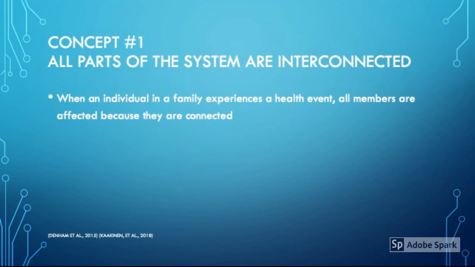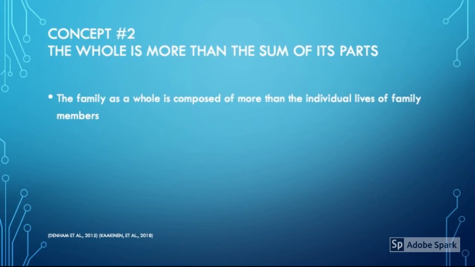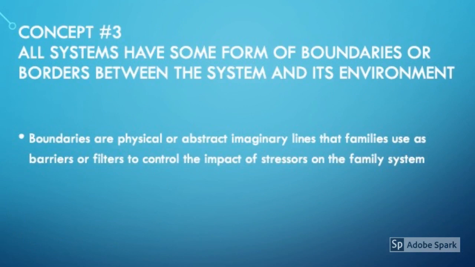This means that when an individual in a family experiences a health event, all the members are affected because they are connected. Concept two is the whole is more than the sum of its parts. This means that the family as a whole is composed of more than the individual lives of family members. Concept three is all systems have some form of boundaries or borders between the system and its environment.